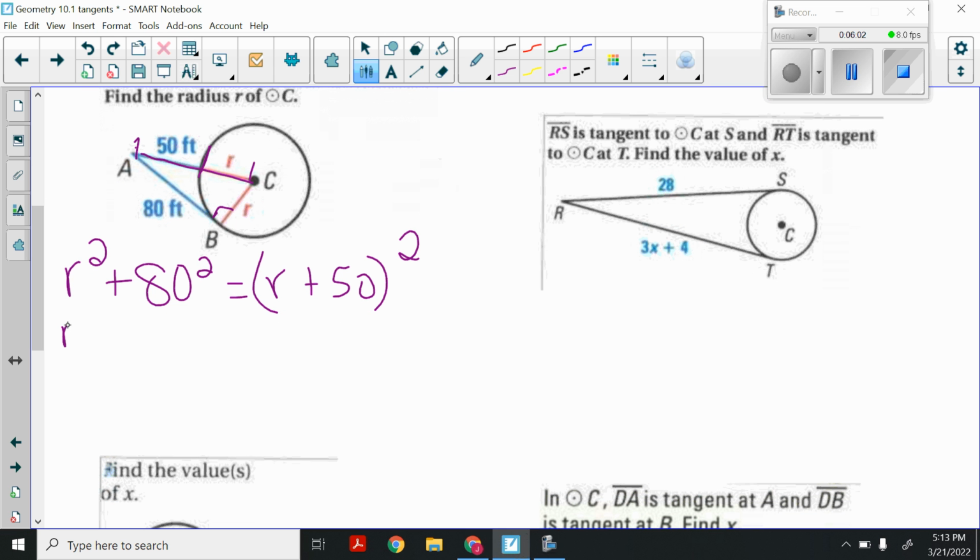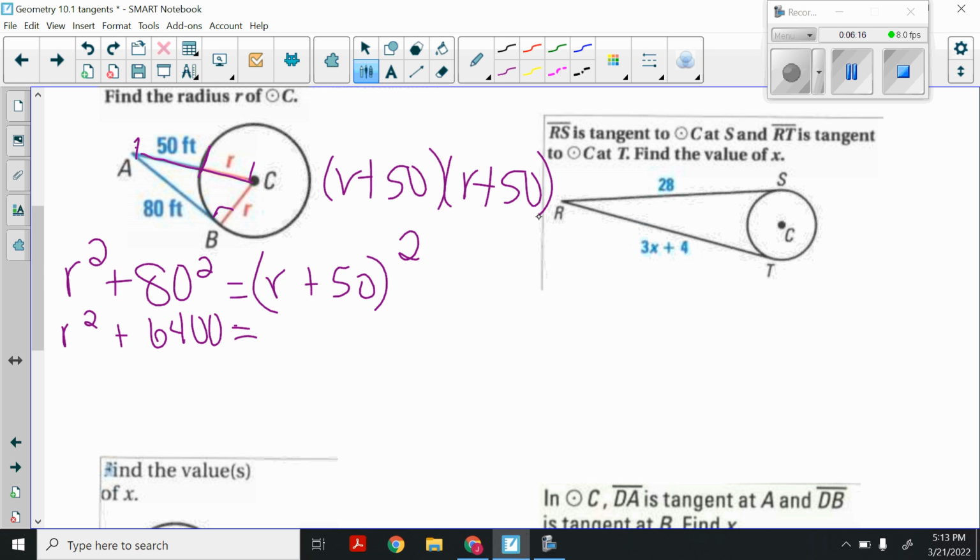So now on this side, I have R squared plus 6,400 equals R plus 50 quantity squared, that means R plus 50 times itself. So I can FOIL, or the shortcut method. The shortcut method says I take the very first term and I square it. So if I take R and I square it, I get R squared. Then I multiply the two terms together and double it. So 50 times R is 50R, but if I double that, 50R plus another 50R gets me plus 100R. And then the last thing I do is take the second term and square it. So 50 squared gets me 2,500.